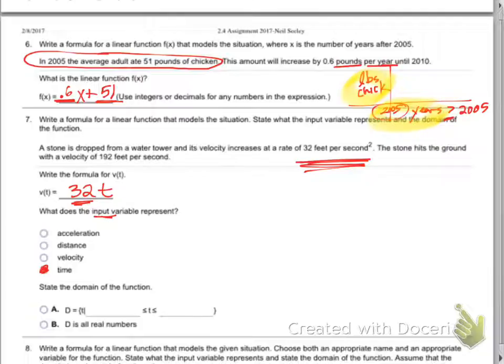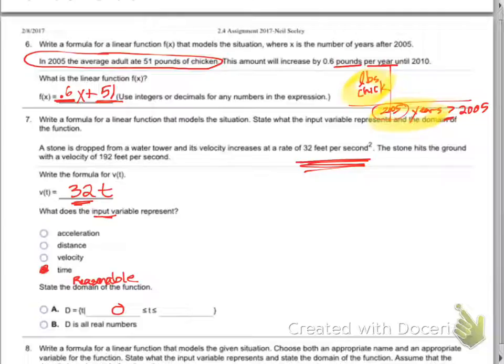Like in this problem, what's the reasonable domain? It's not just any old domain, it's what makes sense for this problem. There are physical limitations to this question. I am going to start at time 0. I wouldn't do negative time. And the problem says it hits the ground with a velocity of 192 feet per second.